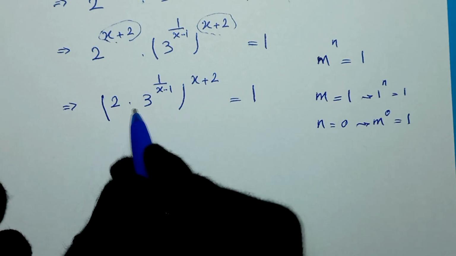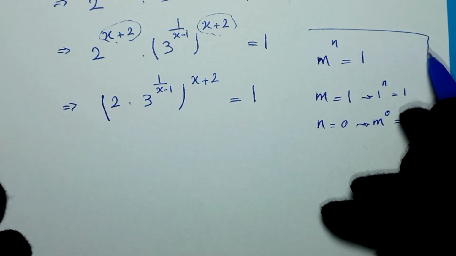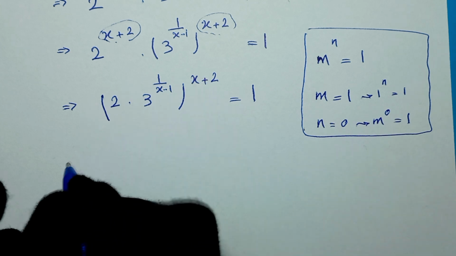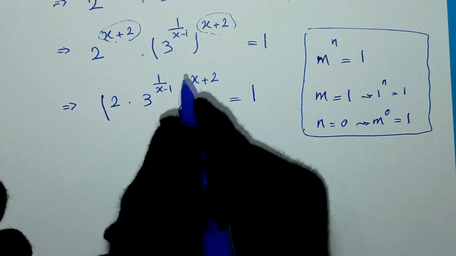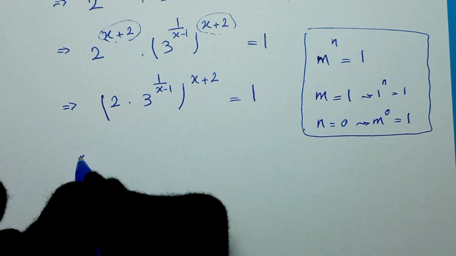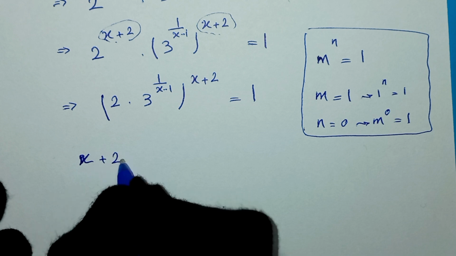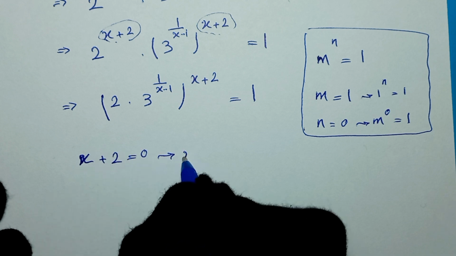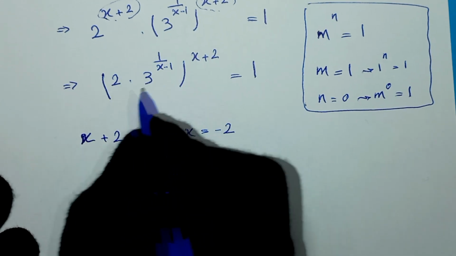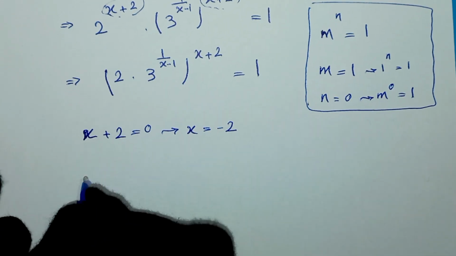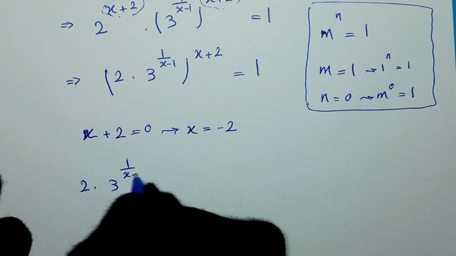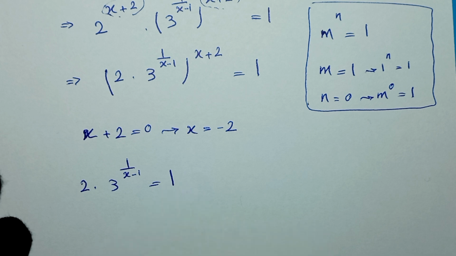So from this condition we can solve this equation. This power can be 0, so x plus 2 is equal to 0, and from here x is equal to negative 2, or this inside the bracket is equal to 1. So we write 2 times 3 to the power of 1 over x minus 1 is equal to 1.